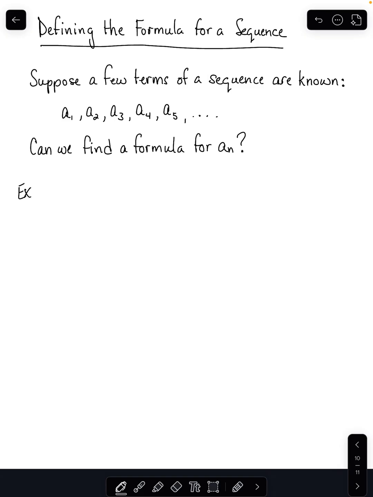For example, suppose the first 5 terms of a sequence are 2, or 2 over 1 as we'll write it, and then 4 over 3, and then 8 over 5, and then 16 over 7, and then 32 over 9. Can we define a formula for a sub n?